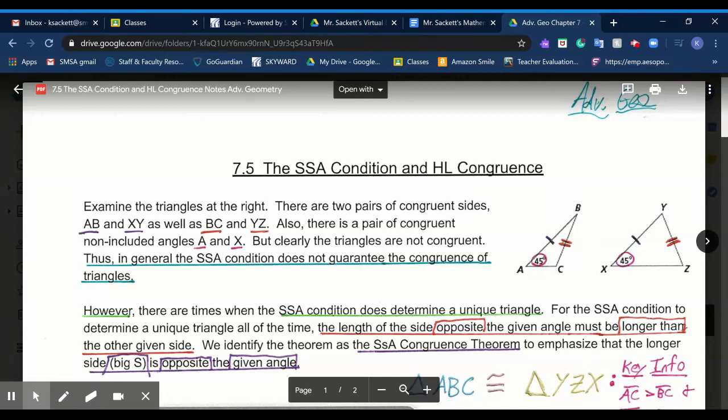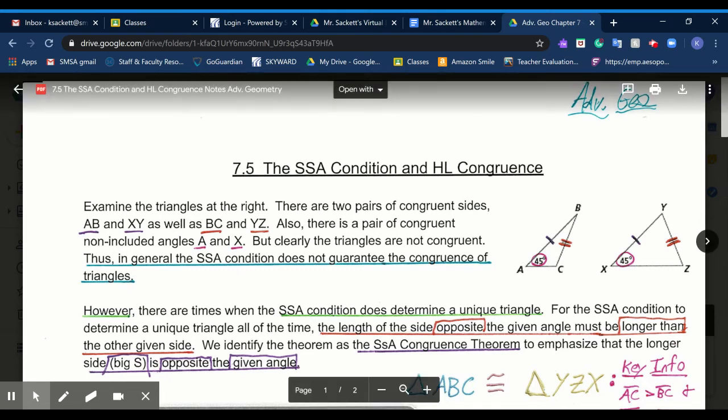Welcome to lesson 7.5, the SSA condition and HL congruence. So there's obviously two different key ideas we're looking at here. One would be the side-side angle condition, and the other is the hypotenuse leg congruence theorem. To start with, we are looking at the side-side angle condition in these first two paragraphs.